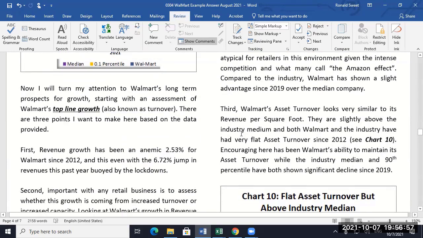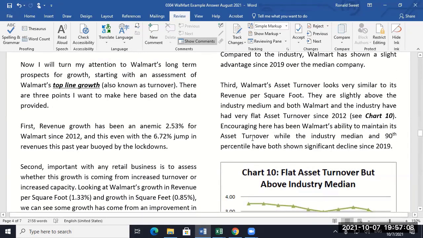So that's a very, very important one. The third thing is real simple. It's just asset turnover. So asset turnover, revenue divided by assets. That's a ratio that works in every industry except banking and insurance. Asset turnover makes no sense in banking and insurance, but it works well for all other industries.